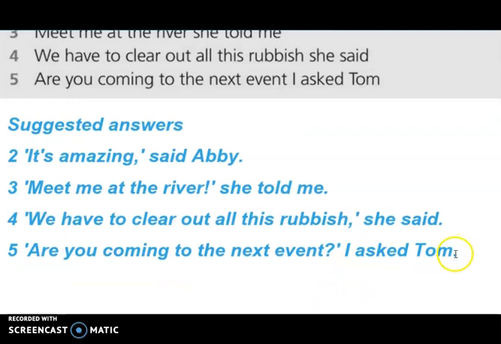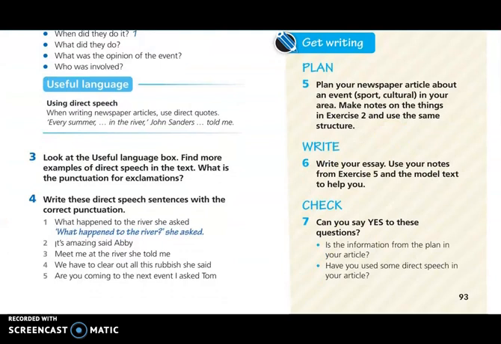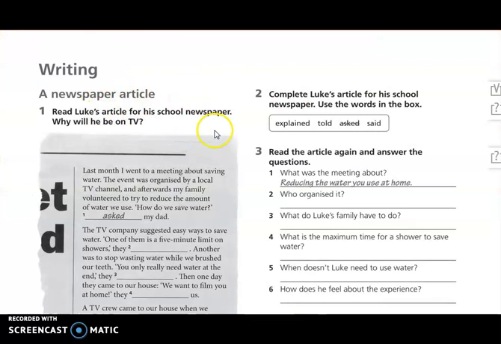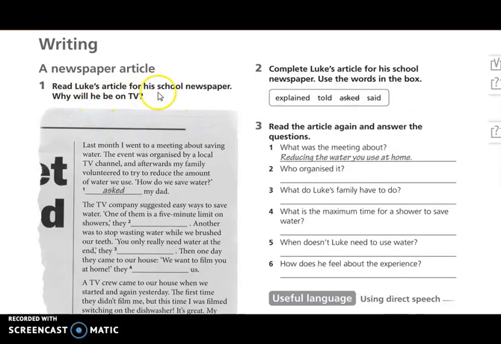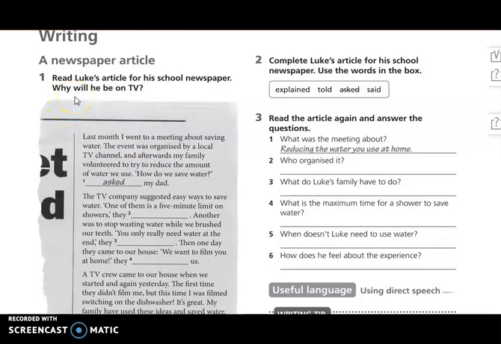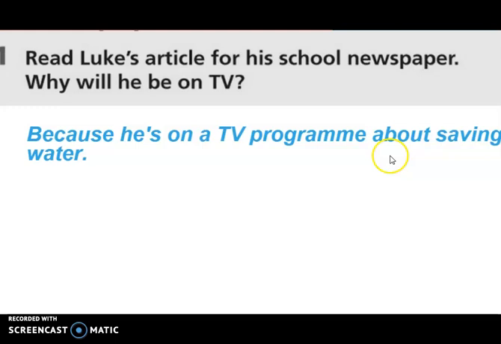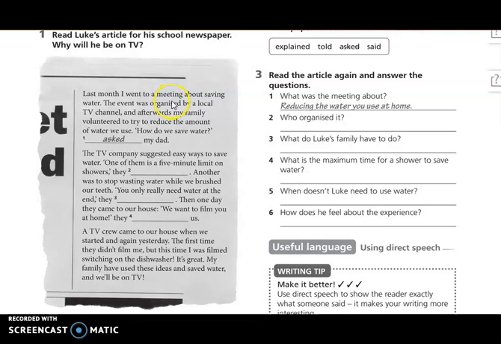Now, please move quickly to your workbook, page 82. We have another newspaper article. We have to read Luke's article for his school newspaper. Why will he be on TV? So please pause the video, read the article, then try to answer, why will Luke be on TV? The answer for this question is because he is on a TV program about saving water. We can see the answer here. I went to a meeting about saving water.